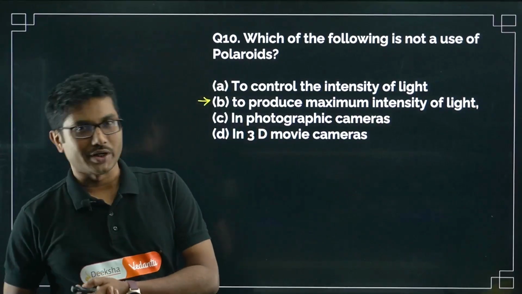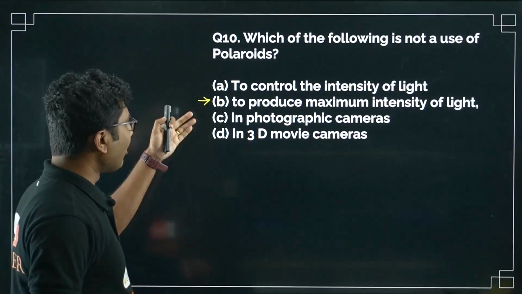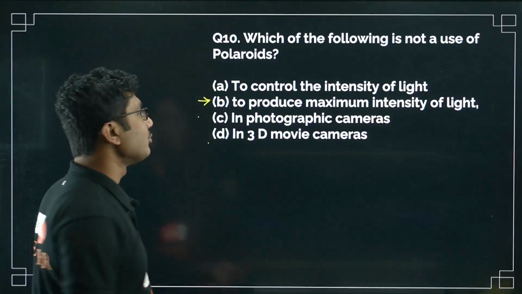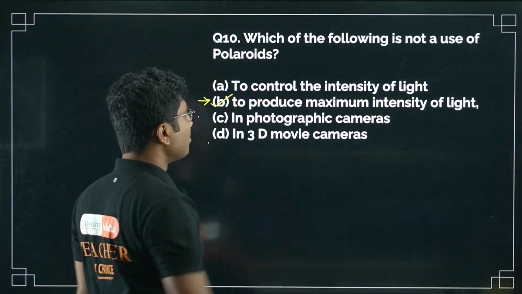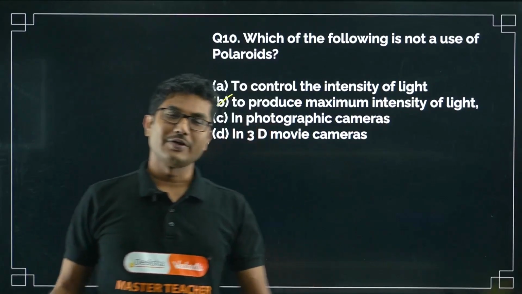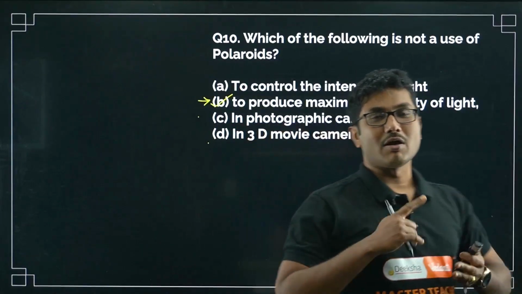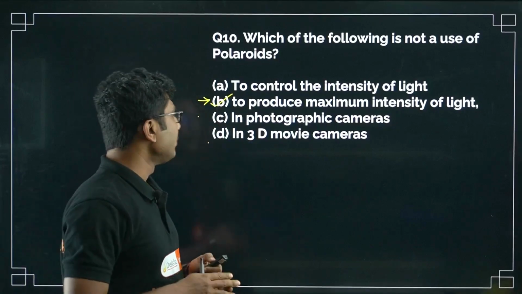3D cameras work. Okay. Now, basically these A, C, D are all uses of Polaroids. It is given in your textbook. Even if you don't know the exact principle, it is given in your textbook, but this one is not given in your textbook, so definitely this is the answer. To produce maximum intensity, either diffraction or interference is used, not a Polaroid. Okay, so that is the answer that you should know.